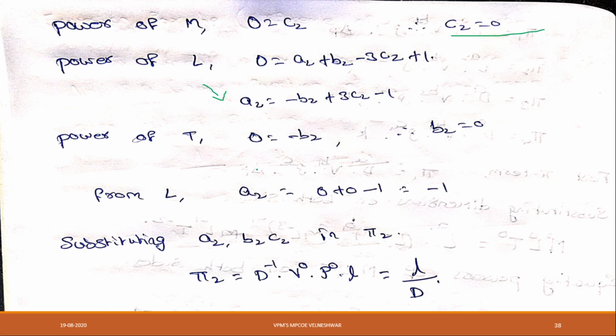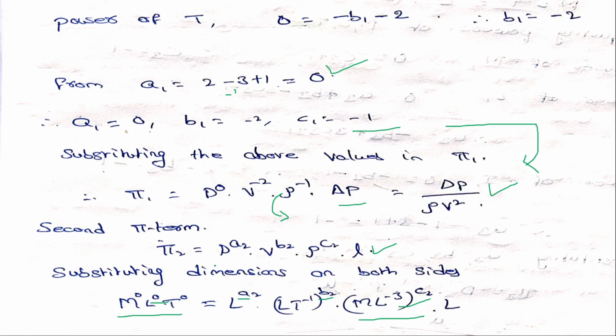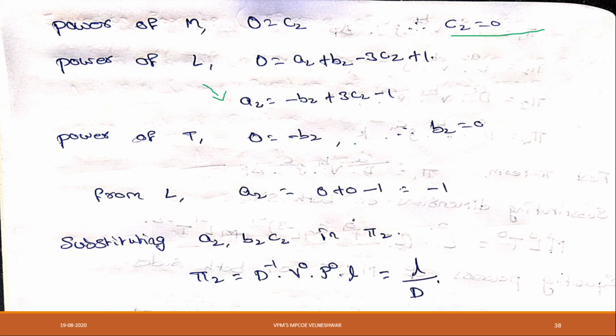So power of T is equal to, what is the power of T? See here, 0 is equal to, where T is there, at power of b we are having, so minus b2. So b2 value will be 0. Now from power of L, a2 is equal to, b2 value how much? 0, and c2 value 0, minus 1, that is equal to minus 1.